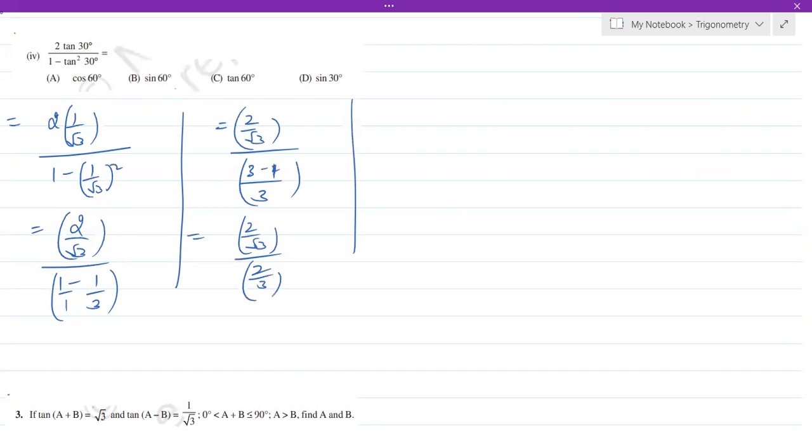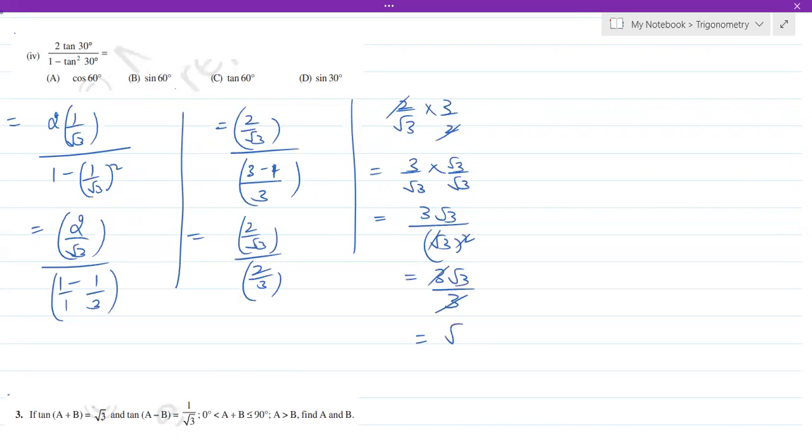In the next step, let's take the reciprocal. 2 by root 3 into 3 by 2. 2 gets cancelled. We are left with 3 by root 3. Let's rationalize it by root 3 itself. So 3 into root 3 is 3 root 3, and root 3 into root 3 is root 3 squared; square and root get cancelled. So we are left with 3 root 3 by 3. 3 gets cancelled, so we are left with root 3. The final answer that we have got is root 3.